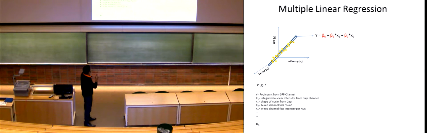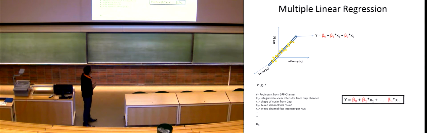So to give an example, this can be applicable to any scenario where there can be more than one input variable, such as if I do a high content screening experiment, where the output variable is a foci count from the GFP channel, and the input variables are the integrated nuclear intensity from DAPI, shape of the DAPI, Texas red channel foci count, Texas red channel foci intensity per nuclei, and n number of input features. If I have such a scenario, then I can build a model on this foci count for the GFP channel. That is called multiple linear regression modeling.